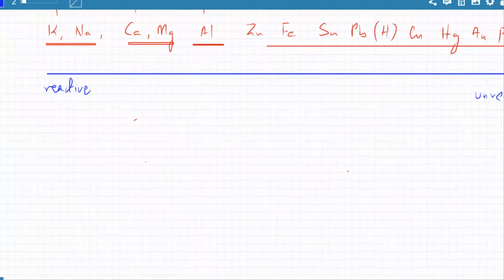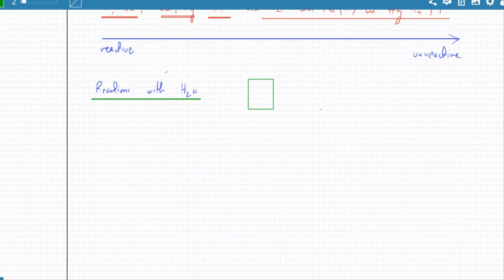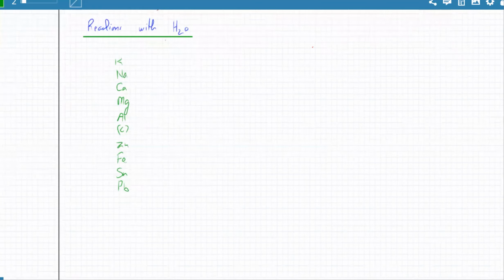Now, let's do the reactions with water, okay? So, reactions of metals with water, with H2O. What happens in reactions with water? And we're going to write down the whole reactivity series again. It's going to be K, Na, Ca, Mg, Al, Zn, Fe, and you've got Pb, and then you've got H, Cu, Hg, Ag, Au, and Pt.